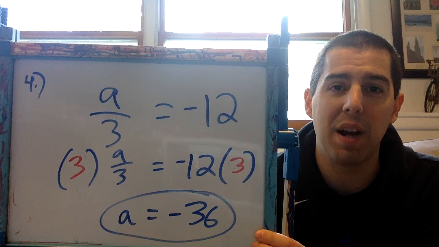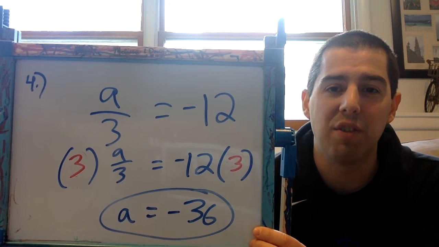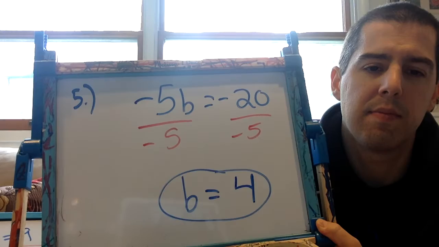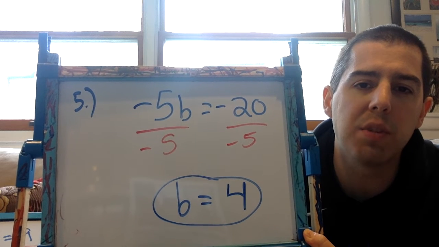Number 4, a divided by 3 equals negative 12. I multiplied by 3 on both sides. On the left, I isolated the variable. On the right, I balanced the equation. A equals negative 36.